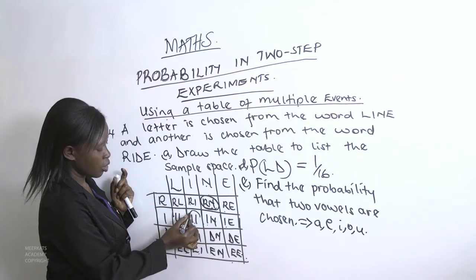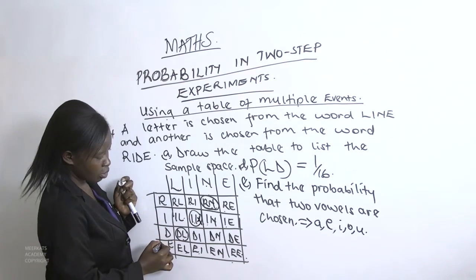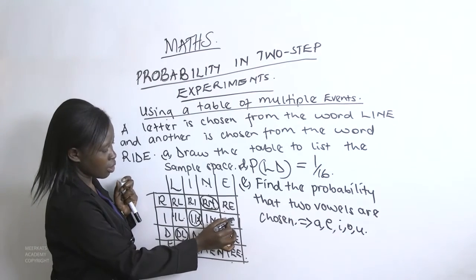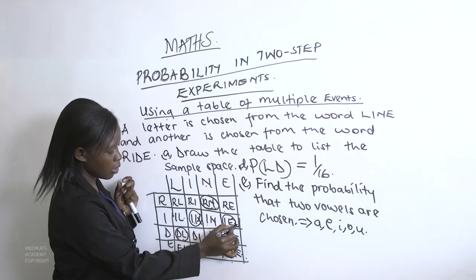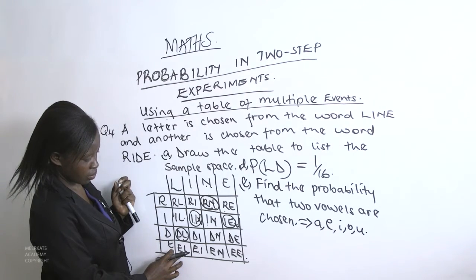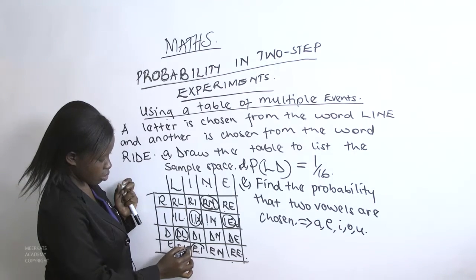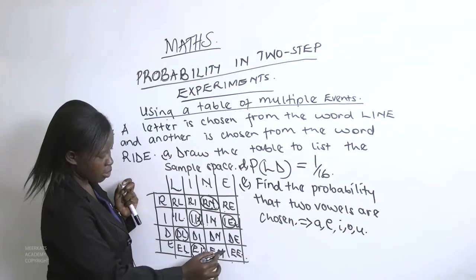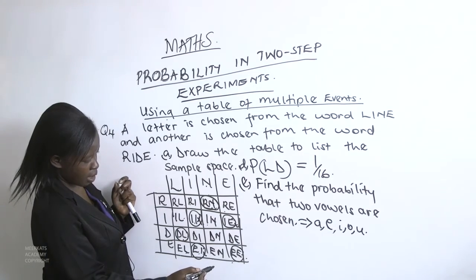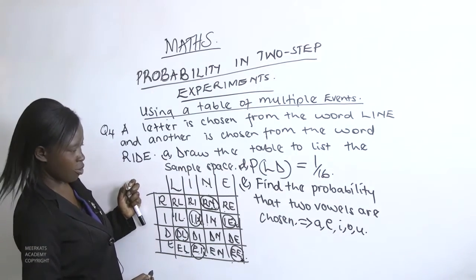The first one, that is the first pair of vowels that we meet. Then we have another pair of vowels at that point. Then this is also another pair of vowels. We have that as another pair of vowels. So those are the pairs of vowels that we have.